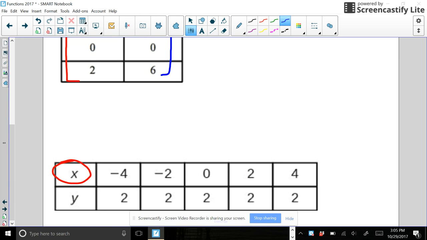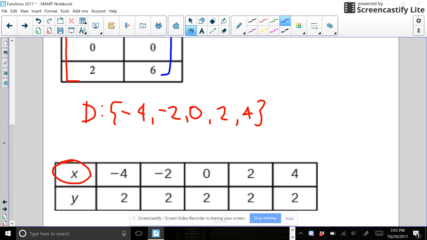Let's go ahead and try another example on our sideways table. Let's first do our domain. Domain are our inputs, all our possible X values. So we have -4, -2, 0, 2, and 4.